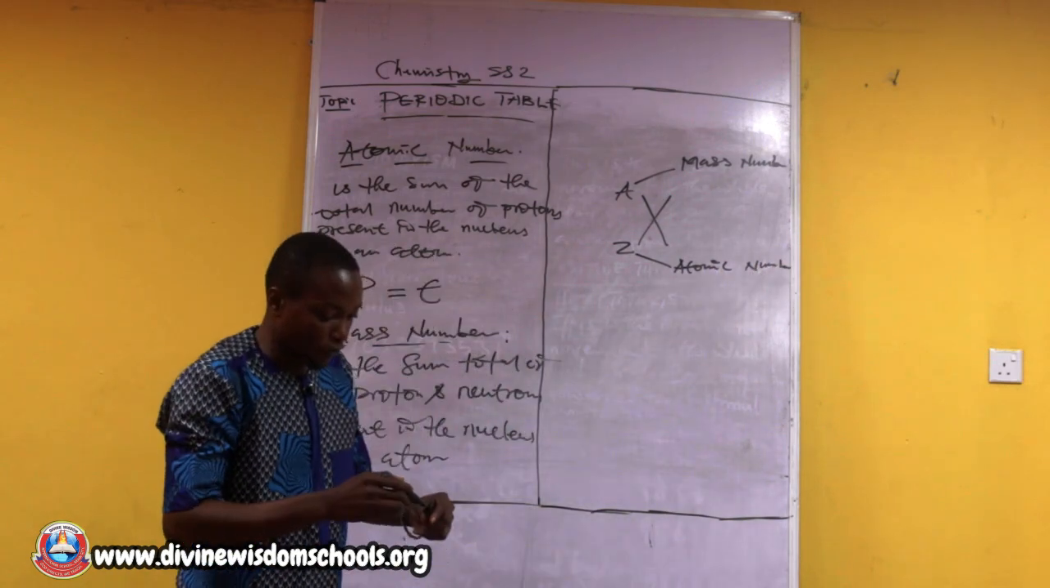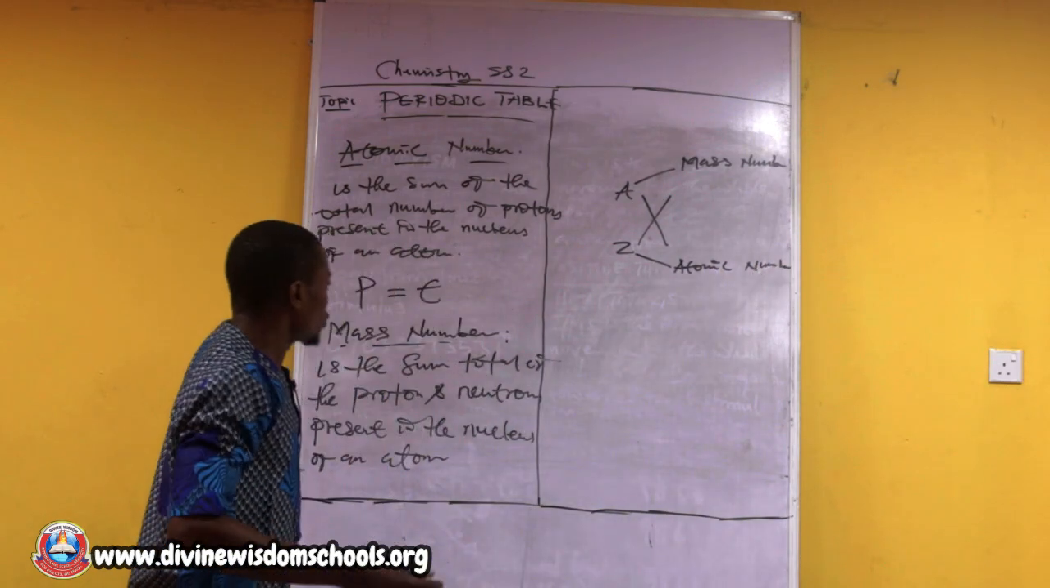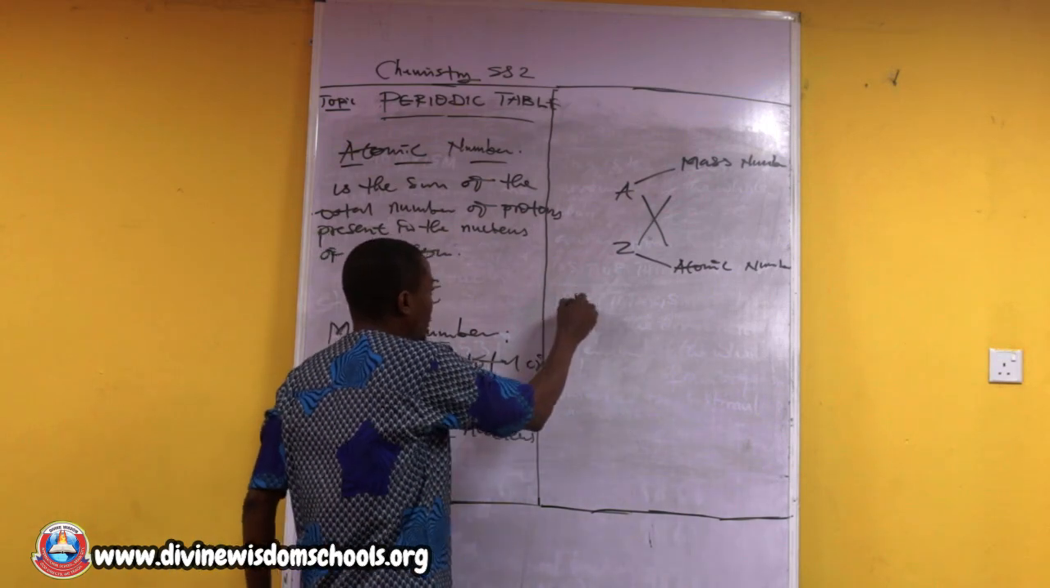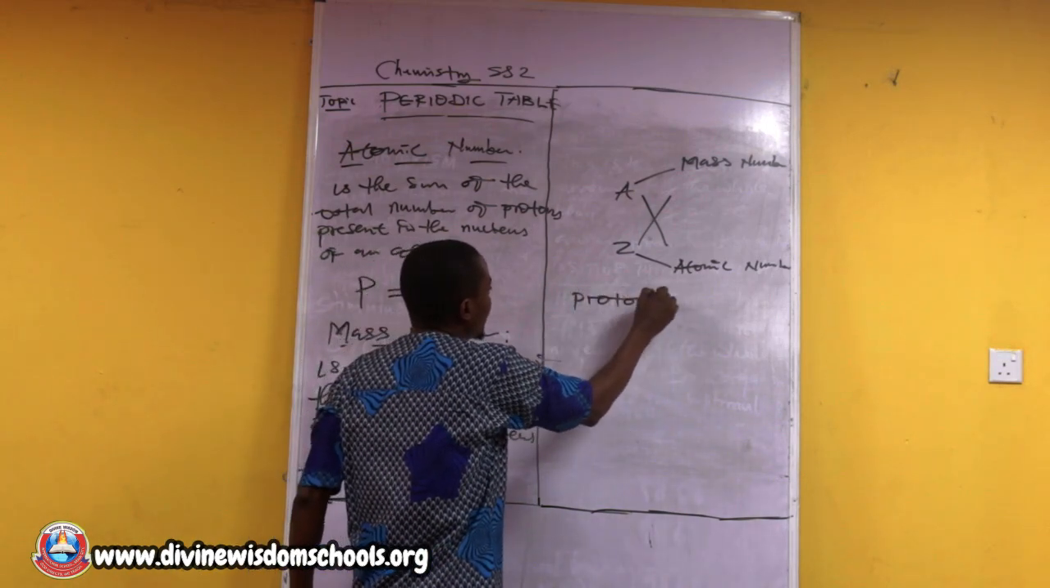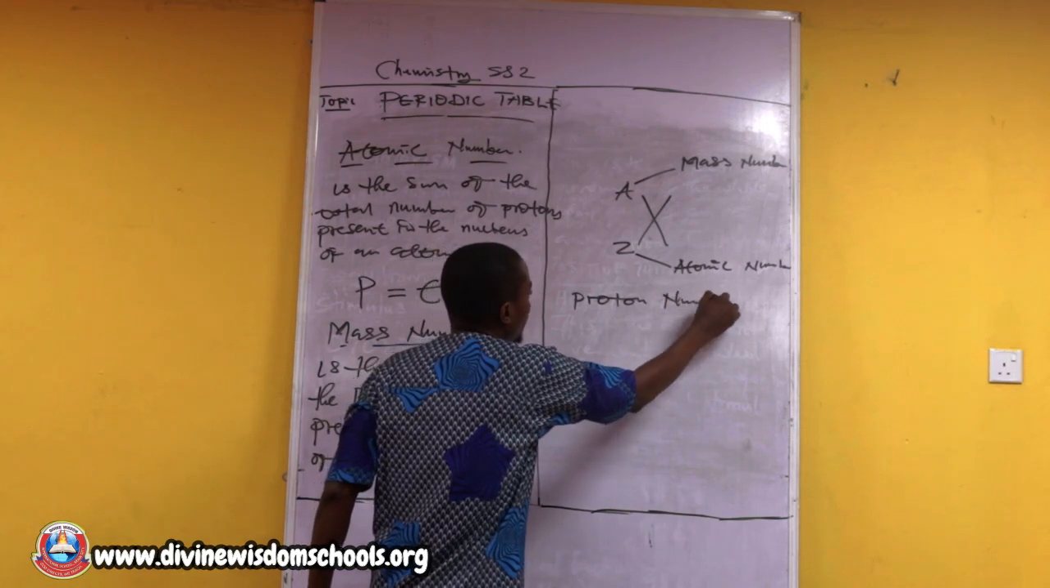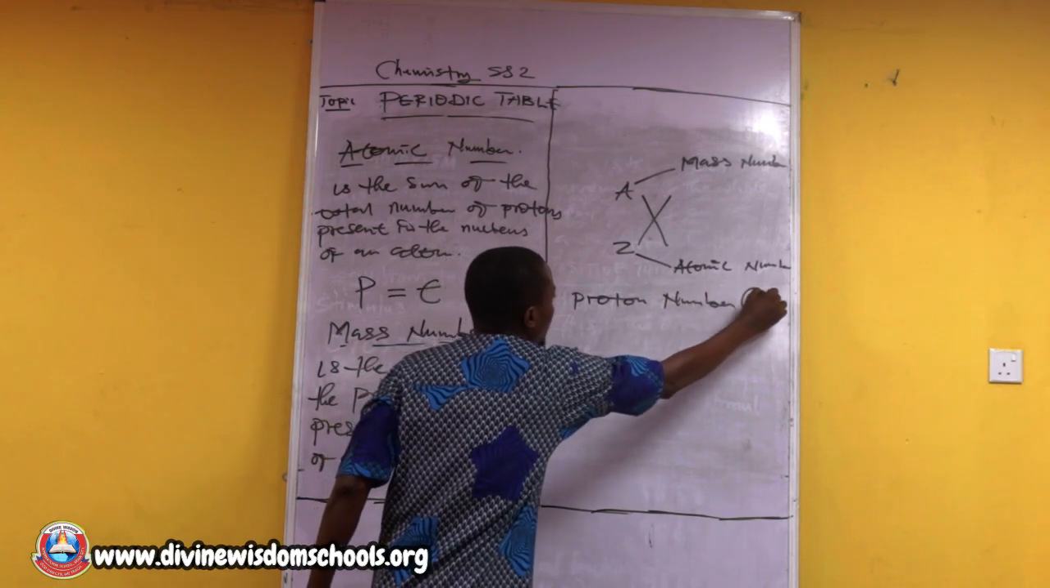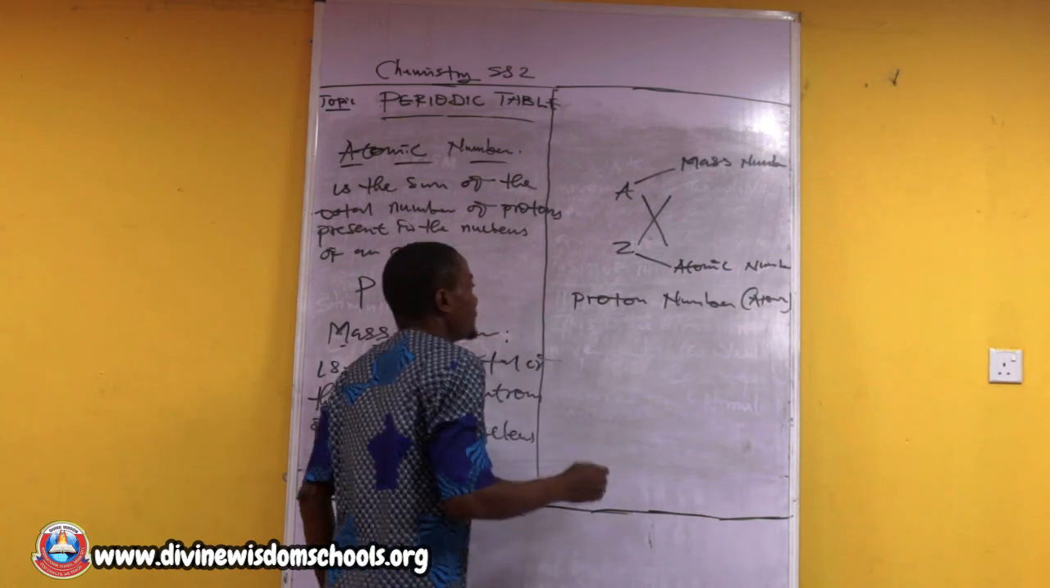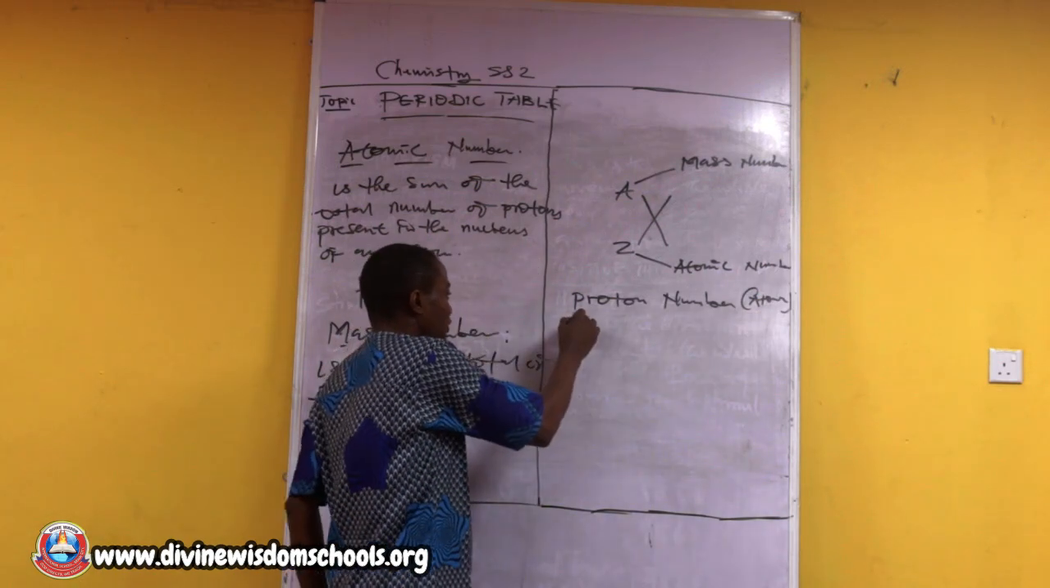All right, so let's move. Now we have defined what the proton number is, which is the atomic number. The proton number can also be called the atomic number. Then the neutron number.